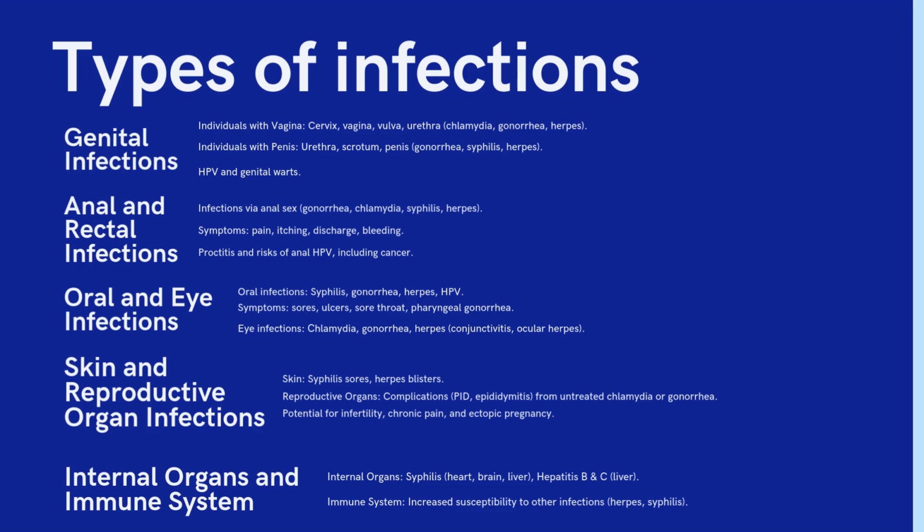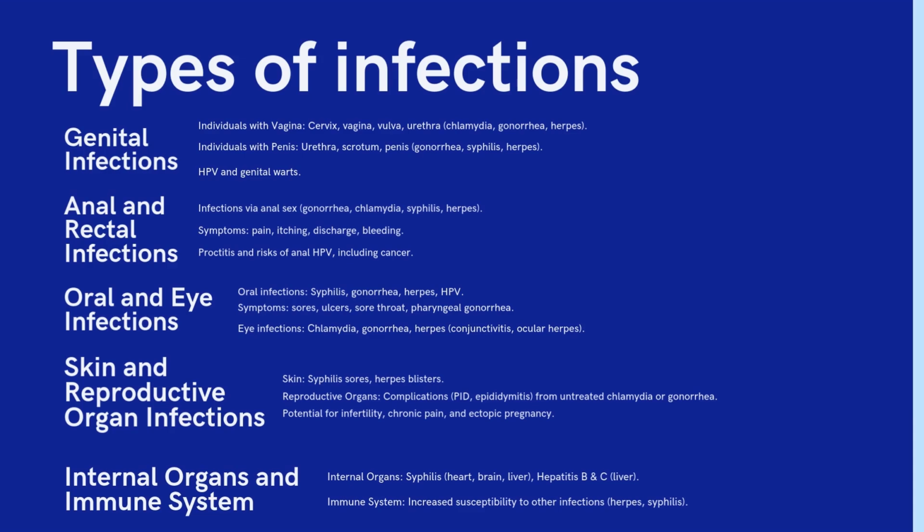For individuals with a vagina, infections like chlamydia, gonorrhea, trichomoniasis, and genital herpes can affect the cervix, vagina, vulva, and urethra. Symptoms may include unusual discharge, painful urination, itching, sores, or ulcers. For individuals with a penis, STDs such as gonorrhea, chlamydia, syphilis, and genital herpes can affect the urethra, scrotum, and penis, causing symptoms like discharge, pain during urination, sores, or swelling. Human papillomavirus, or HPV as we know it, can cause genital warts, which may appear on or around the genitals and anus in both men and women.